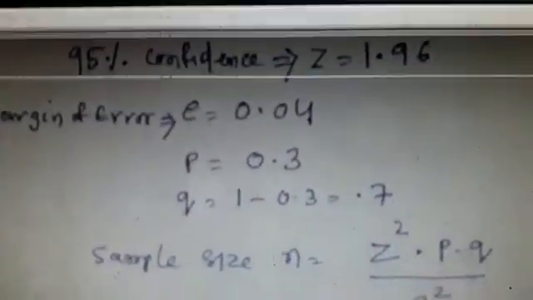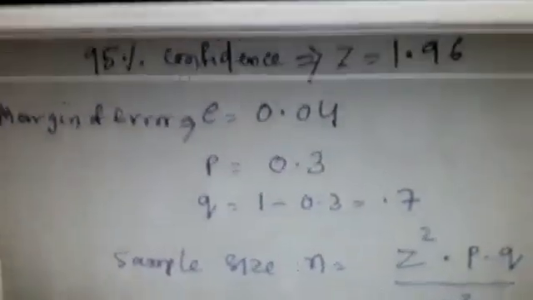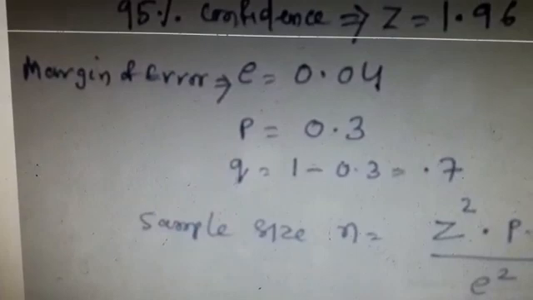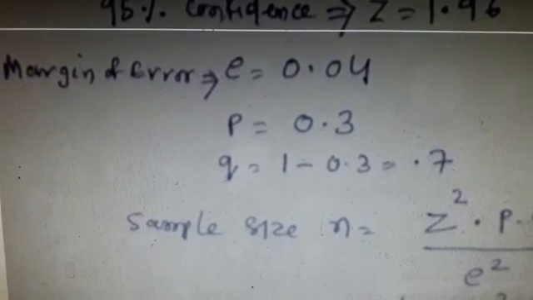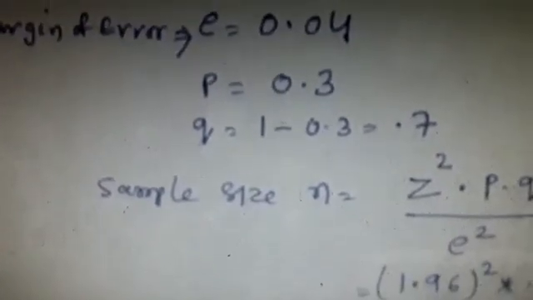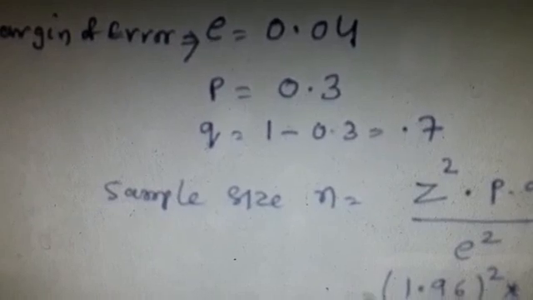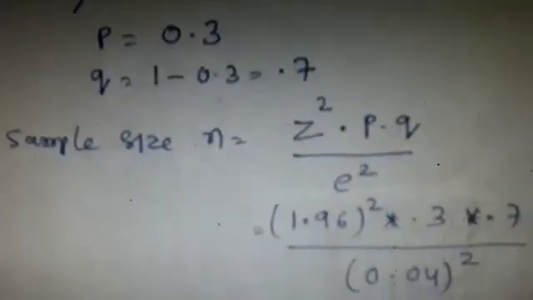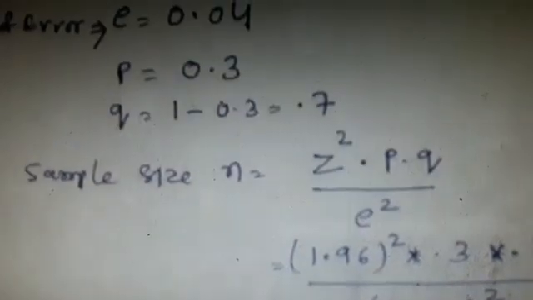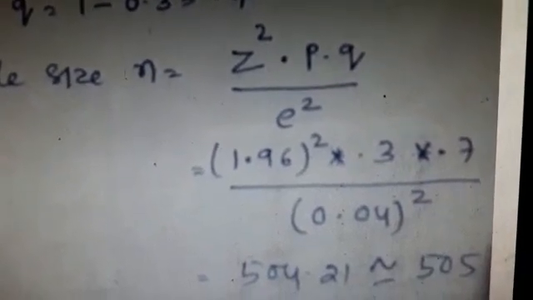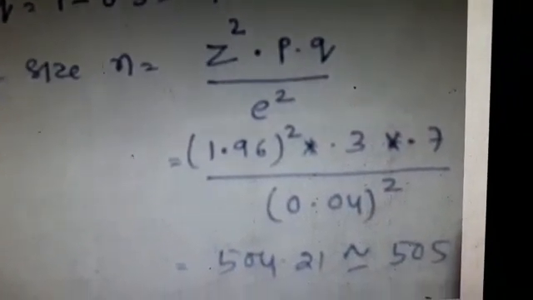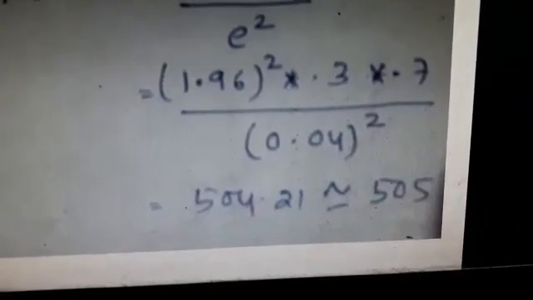95% confidence means from the Z table it is 1.96. So the Z value is 1.96. Margin of error, that is E, is 0.04, or in the formula d is equal to 0.04. The expected population proportion is 0.3. So q is equal to 1 minus 0.3, that is 0.7. So sample size n is equal to Z square into p into q by E square. So 1.96, for 95% confidence level, squared, multiplied by 0.3 multiplied by 0.7 upon 0.04 square. So it comes to a figure of 504.21, approximately 505.